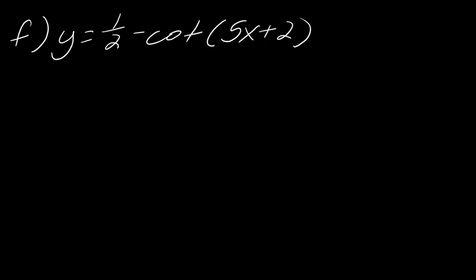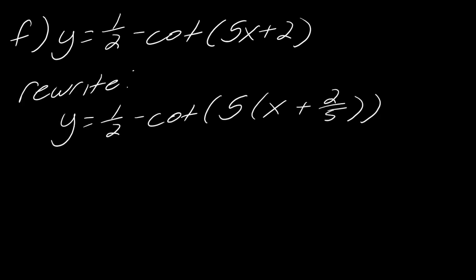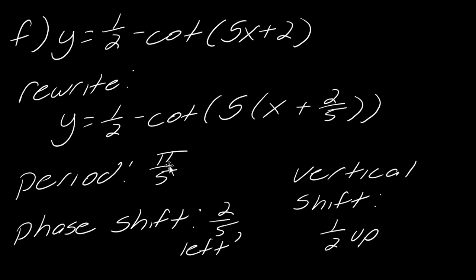Okay, so just to make sure you're really comfortable with this, I have one more of these. Pause the video here, give it a try. Let's make sure that you're good, and then we'll keep going. Okay, so once again, I want to rewrite this function as you see here. In this case, I'm just going to divide this 2 by 5, and that will help me factor this out. So my period is pi over 5. My phase shift is 2 over 5 to the left, and my vertical shift, this is a positive number, so this is 1/2 up. The one thing I don't have noted on here, but I do just want to note, is that the graph does flip here.